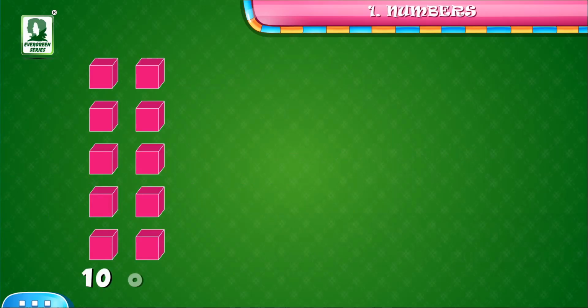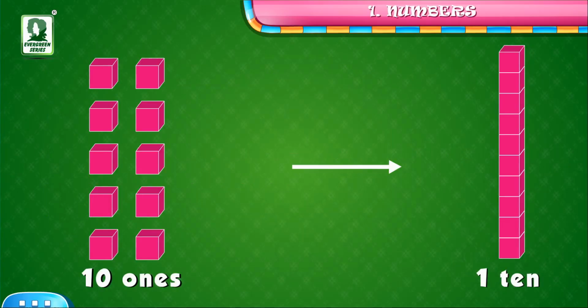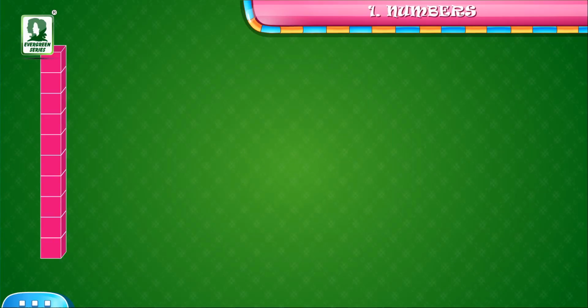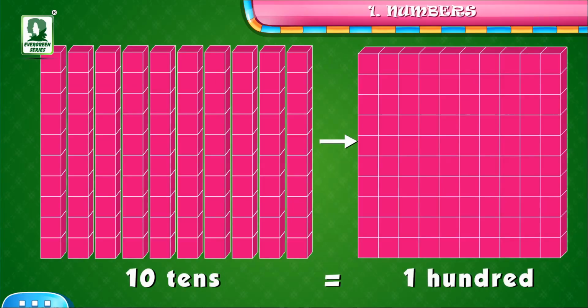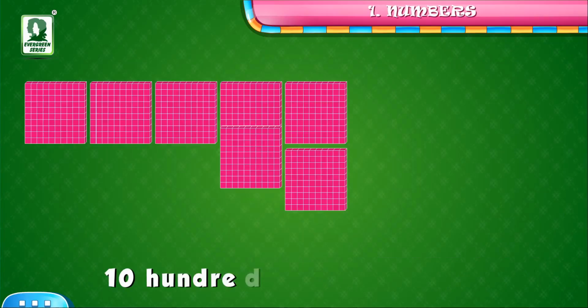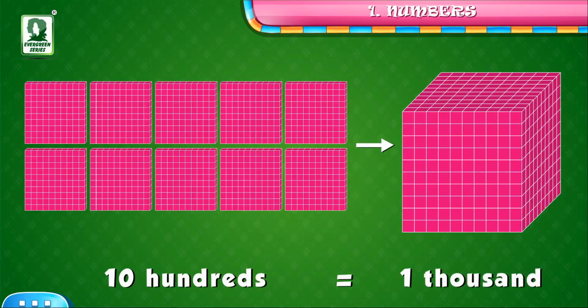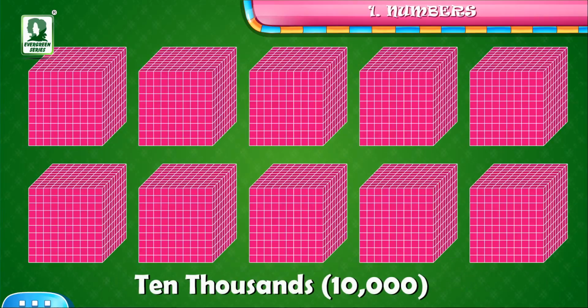So, we have 10 ones is equal to 10. Now, we have 10 tens is equal to 100. 10 hundreds is equal to 1000. 10 thousands is equal to 10,000.